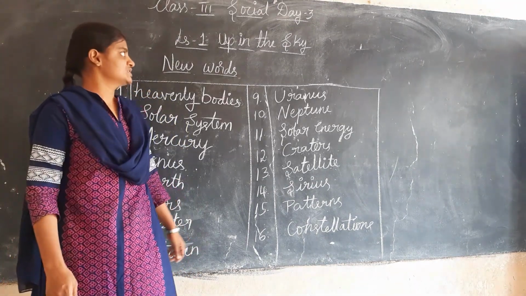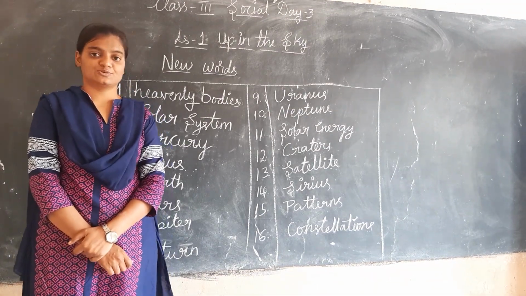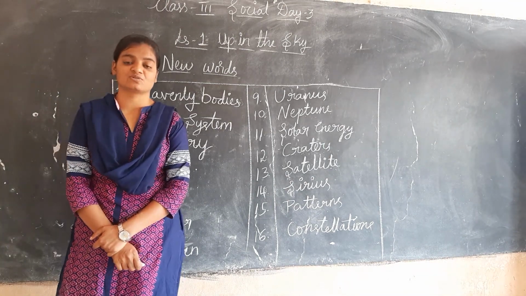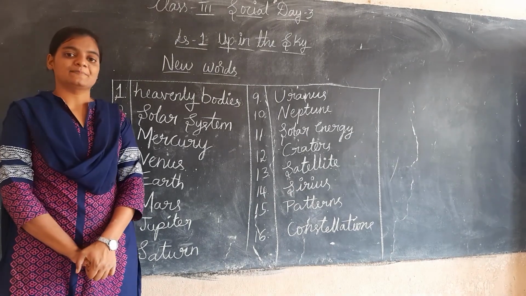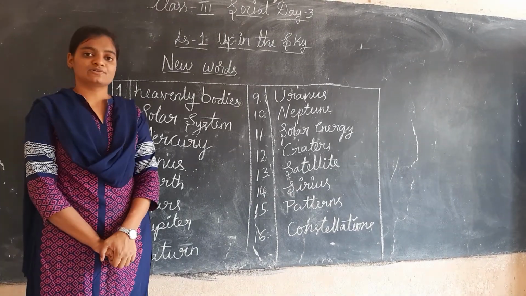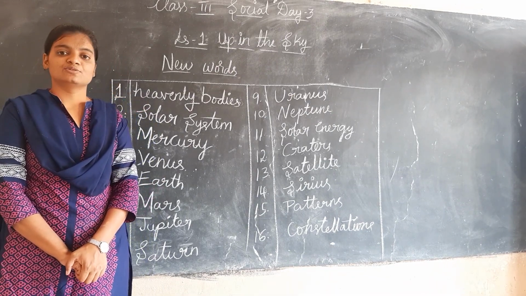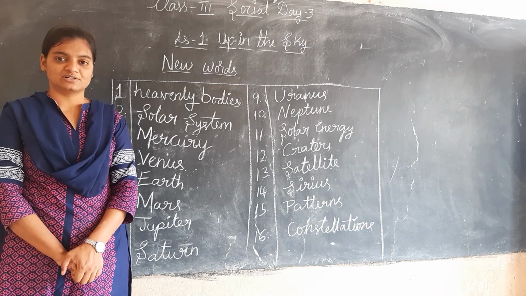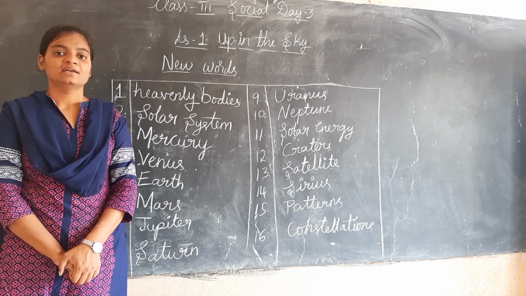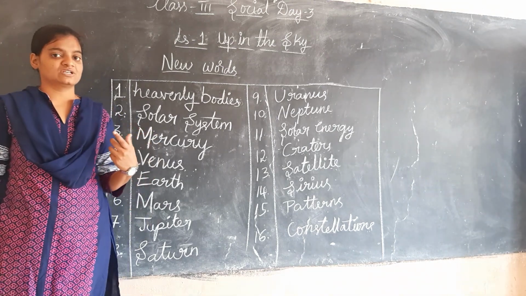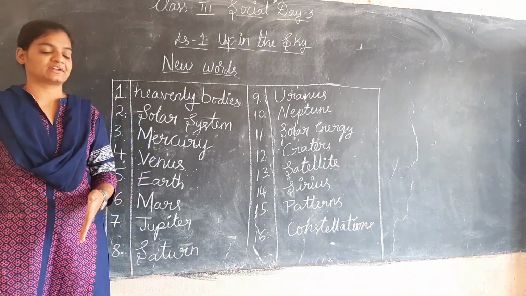For class 3 children, today is day 3, the social subject. In the last two classes we already discussed the lesson Up in the Sky. In this class, I am going to tell some new words from that lesson. Read along with me, and if you have enough notes, at least please note them down in your notebooks.